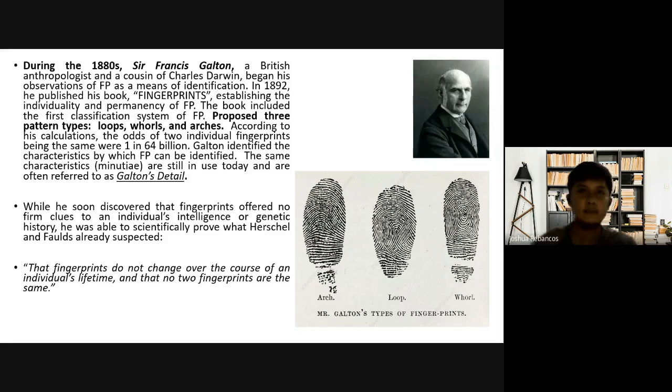Ito, sa pang-scientist, anthropologist. Siya si Sir Francis Galton. In 1880s, a British anthropologist and a cousin of Charles Darwin, began his observation of fingerprints as a means of identification in 1892. He published his fingerprints book. Ito, siya nag-propose ng pattern types. Siya yung nag-propose ng 3 pattern types. We have the loop, whorls, and arches.